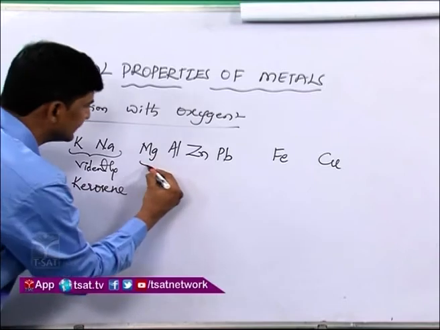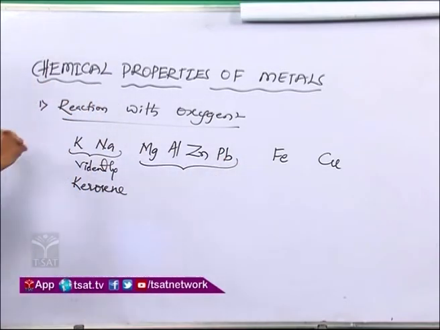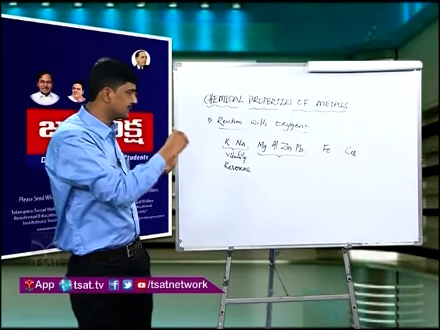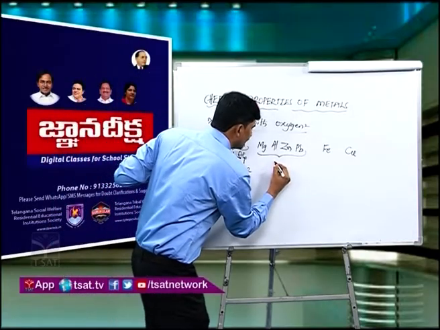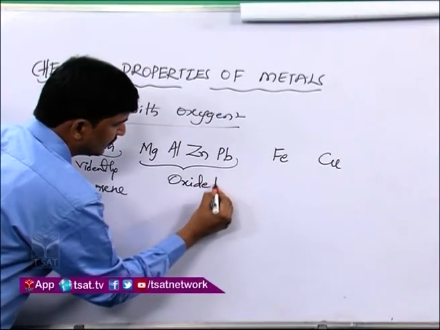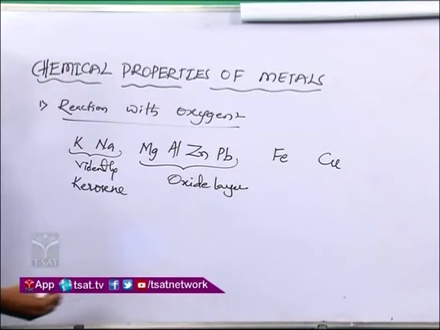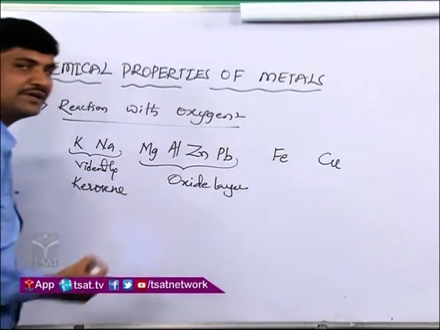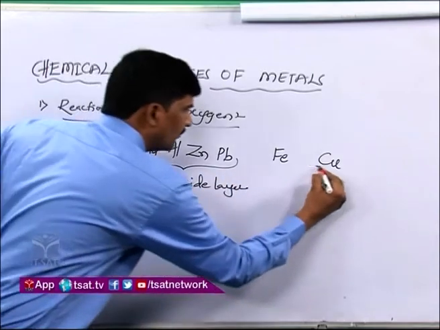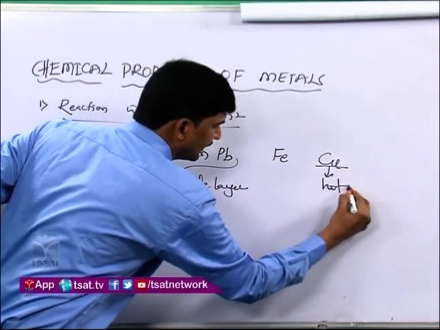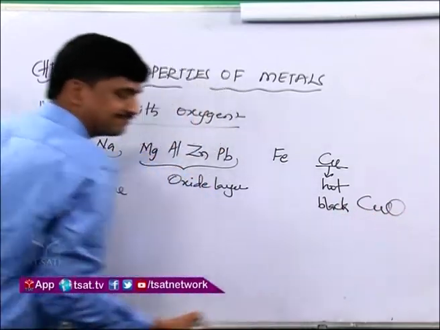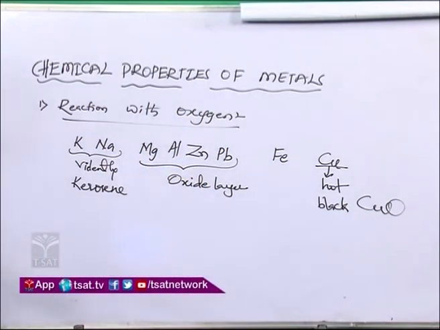And these metals at ordinary temperatures form an oxide layer which prevents further corrosion. And what about iron? Iron does not burn at ordinary temperature, but iron filings burn excellently. What about copper? When it is hot, it forms a black copper oxide layer. That is about the reaction of metals with oxygen.